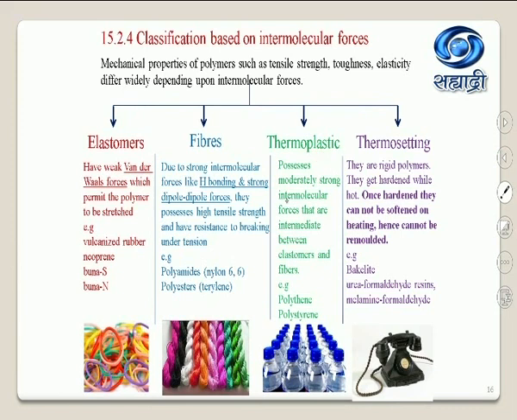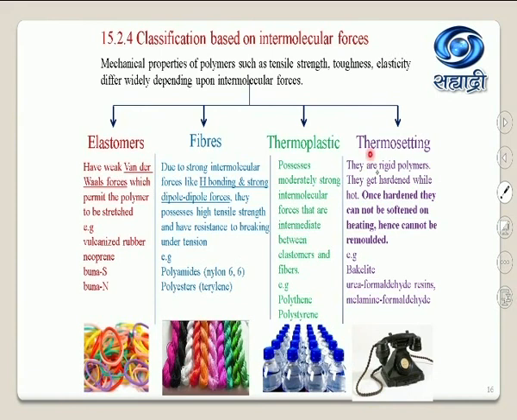Next is thermoplastic polymer. They possess moderately strong intermolecular forces that are intermediate between elastomers and fibers. The best examples are polythene and polystyrene polymer. Here I have shown an example, that is the plastic bottles which we use for drinking water. So in this way, this is the thermoplastic polymer.